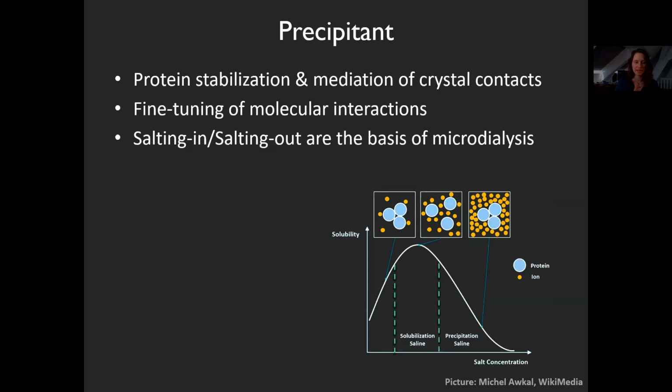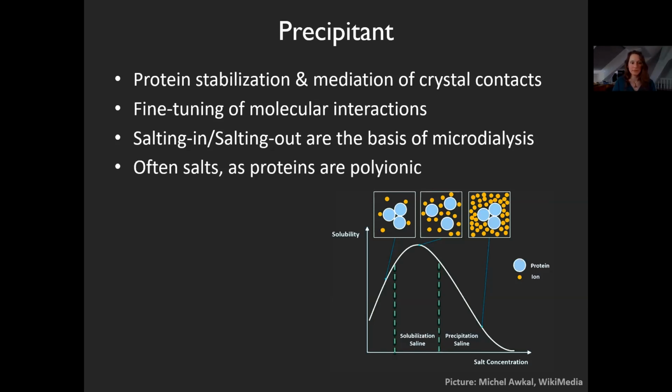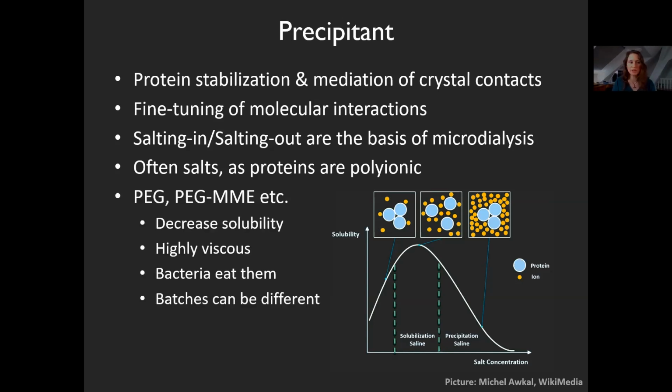So you start in the middle and you either lower the salt content in order to make the crystal form nuclei, or you increase it. Most people will increase it. Well, many precipitants are salt. I so far only talked about them, but there's also PEGs. So PEG and PEG monomethyl ether, they compete for the water molecules in the hydration shell of the protein. They decrease, hence, the solubility. They make the whole blob highly viscous.